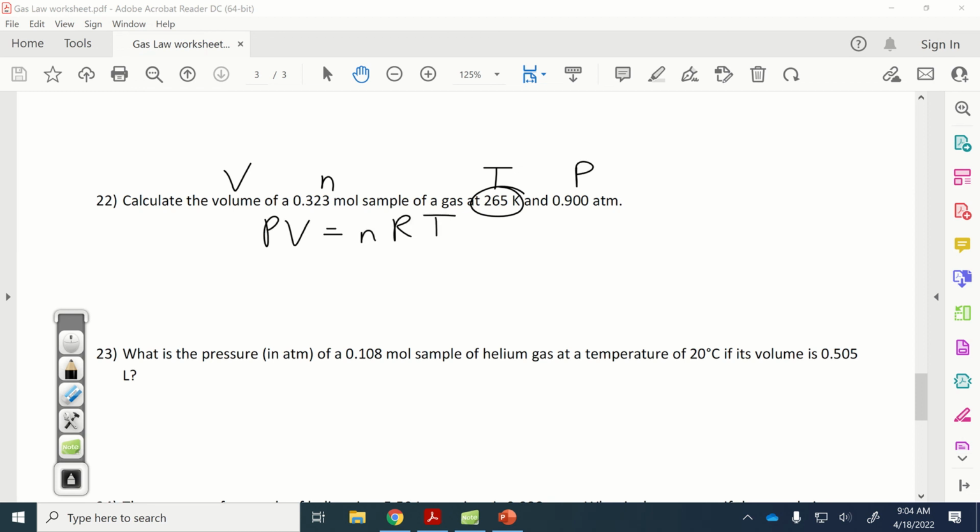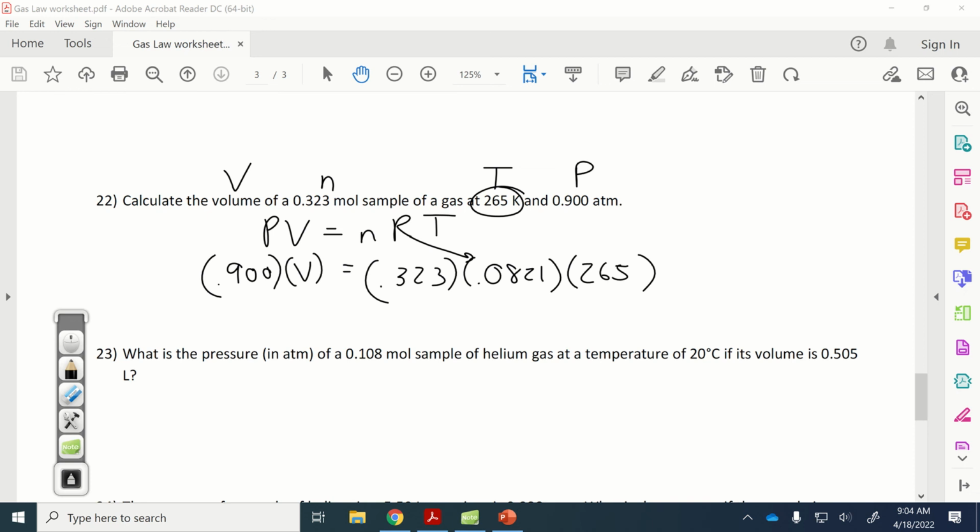P is equal to 0.900. Solving for volume equals 0.323, that's the moles, times 0.0821, that's what R is, times 265. So 0.323 times 0.0821 times 265 divided by 0.9. V is equal to 7.81 liters. Again, I should be finishing up in liters in this particular case.